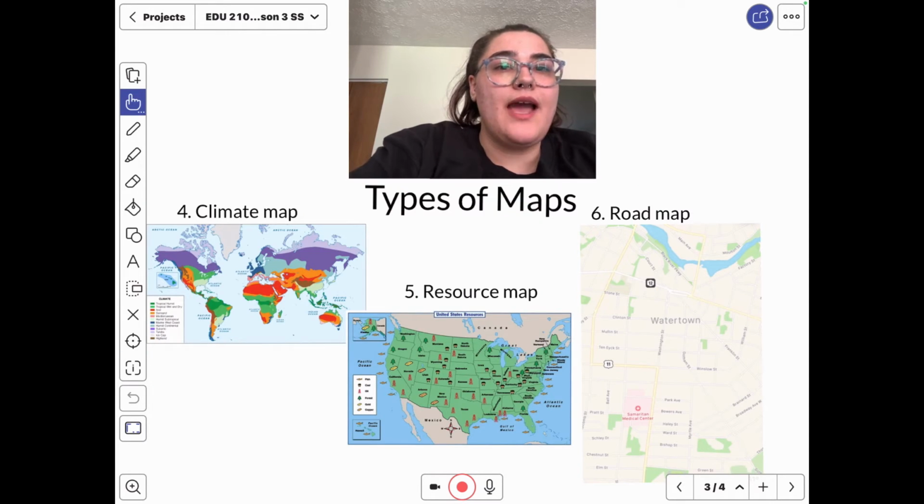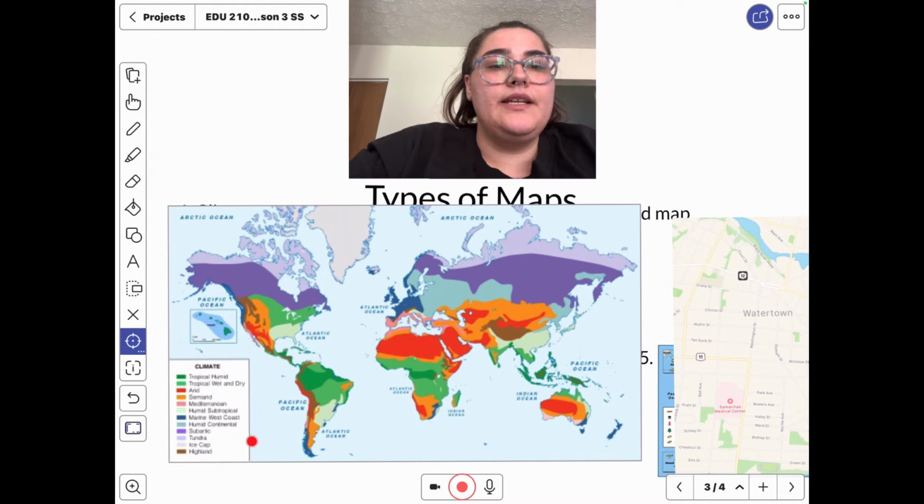Our next map is a climate map. Climate maps show different information about different climates in different areas. On this map, our key indicates the different climates of the different regions. We can see on this map that the upper areas are purple, which means that it's very cold, and white, which means that it's all ice. Areas like Australia have different colors like red and orange, which means that it's a lot warmer there.